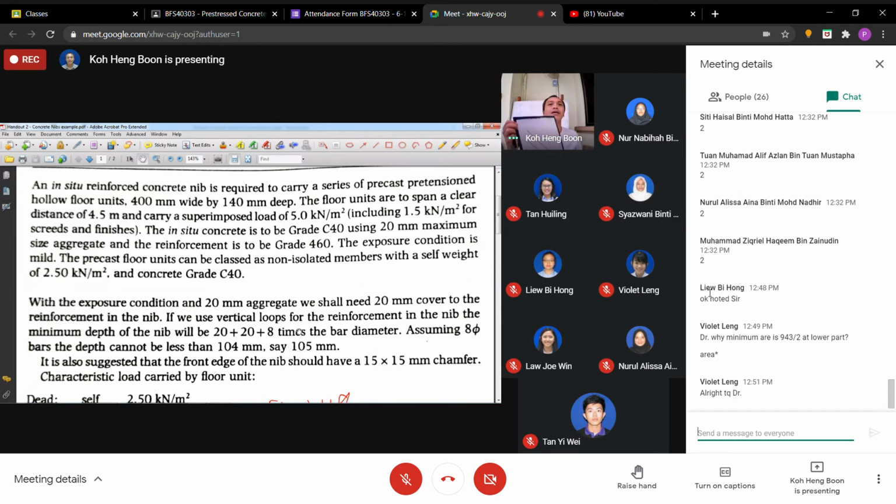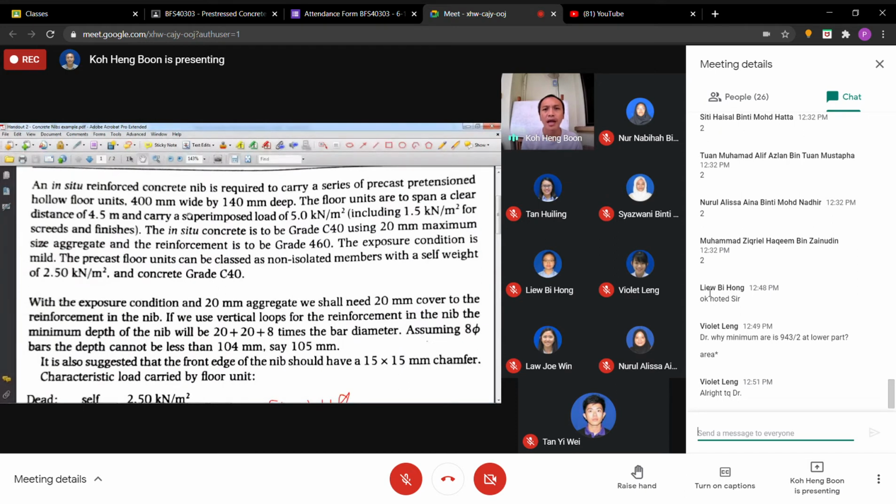Like an L, maybe the opposite way, okay, look at it. It's continuous, the nibs here. And you need to carry the hollow core floor units, 400 mm wide times 140 mm deep, which means on top of that one you carry the hollow core slab sitting on it. The hollow core slab is 400 mm wide and 140 mm deep. Okay, precast pre-tensioned hollow floor units.